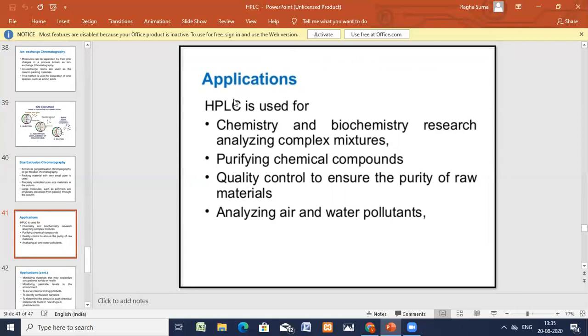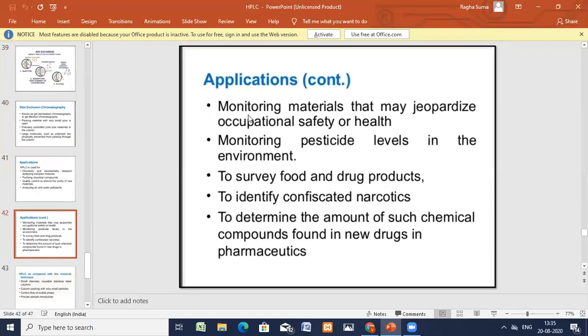Coming to the applications, HPLC is used for chemistry and biochemistry research, analyzing complex mixtures, purifying chemical components, and quality control to ensure the purity of raw materials. Analyzing air and water pollutants can be done in HPLC. You can even monitor materials that may jeopardize occupational safety or health. Monitoring pesticide levels in the environment can be done using HPLC. And you can go for the survey of food and drug products.